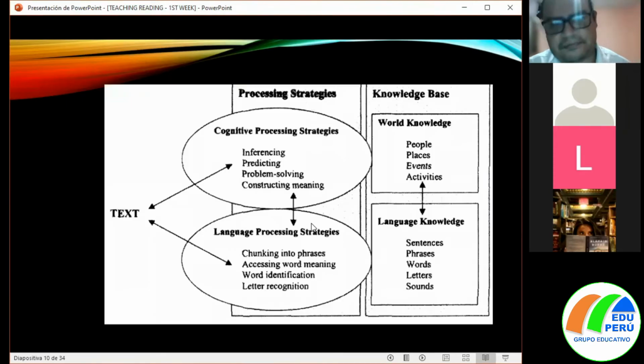Notice this diagram. When we read a text, we're going to use some strategies, some cognitive processing strategies, and some language processing strategies. Remember that reading is a process. So we are going to use some strategies related to cognition and related to the knowledge of the language.